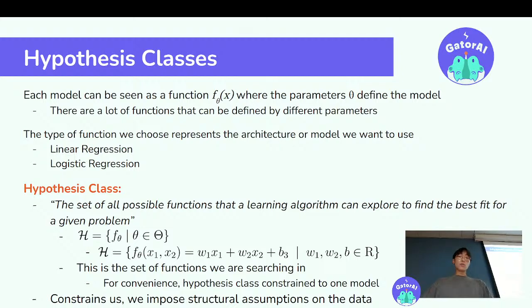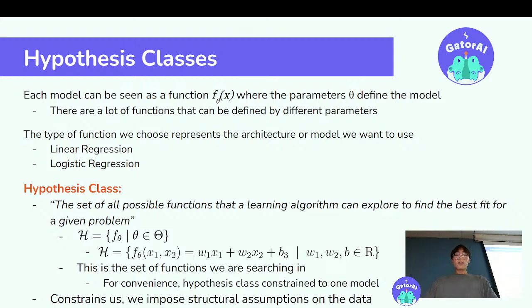And for convenience, we usually define the hypothesis class to be constrained to one model. Technically, you could have multiple models in your hypothesis class, but it just makes it more convenient for us to talk about. And the point of a hypothesis class is to constrain us, right? We don't want to look for a large amount of functions. We want to look for a specific amount of functions, and a hypothesis class constrains us to where we can easily search for those functions, right?